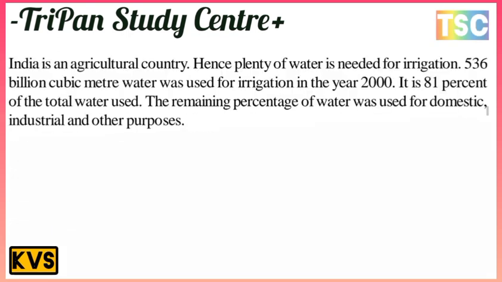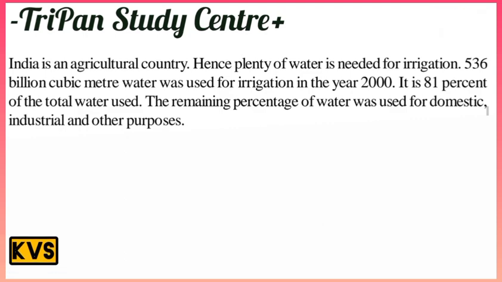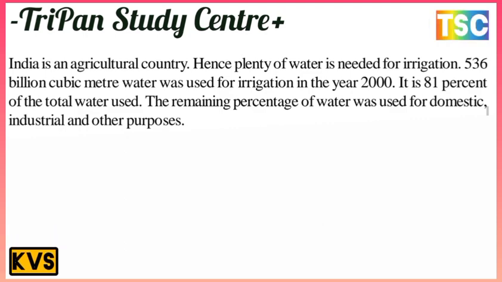India is an agricultural country, and hence plenty of water is needed for irrigation. 536 billion cubic meters of water was used for irrigation in the year 2000. It is 80% of total water use. The remaining water was used for domestic, industrial and other purposes.